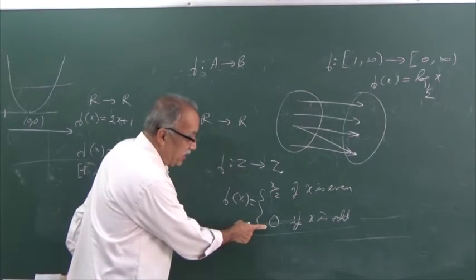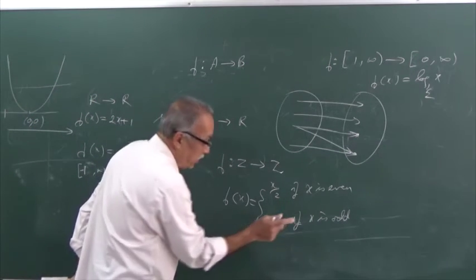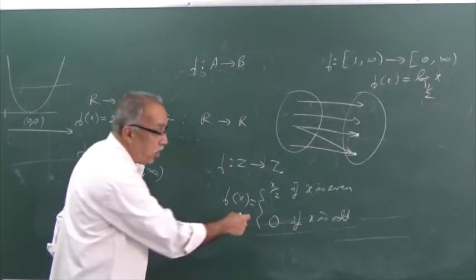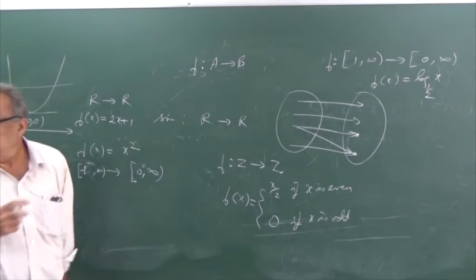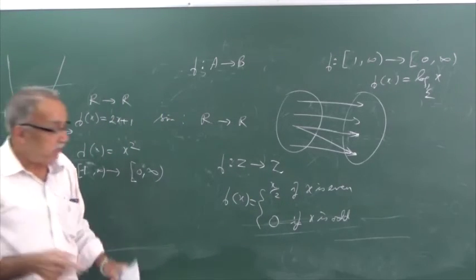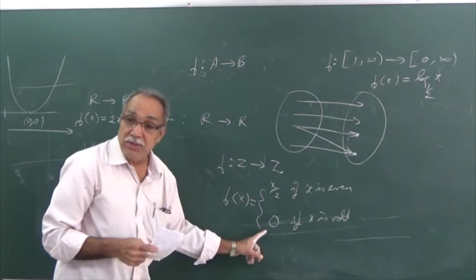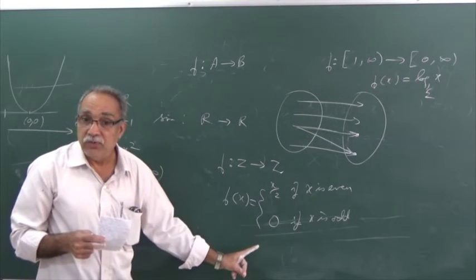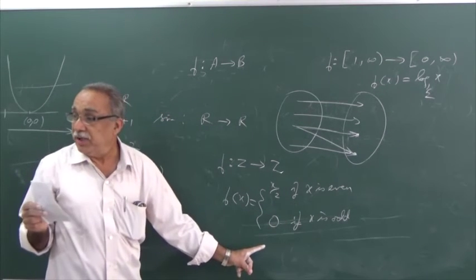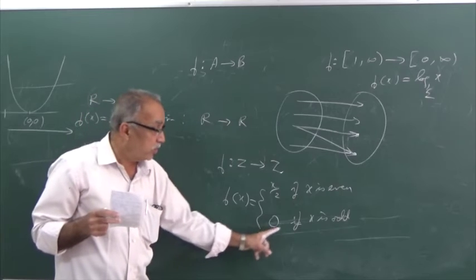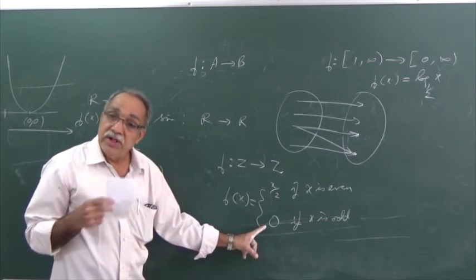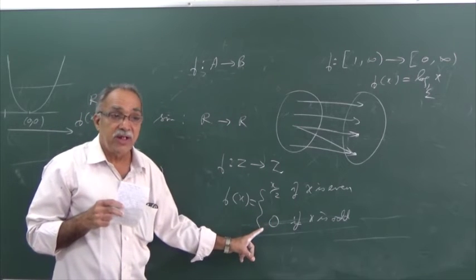Because you are getting multiple images, a common image for all odd numbers, the function fails to be 1-1. Now, among these different numbers having image 0, you have to retain one element and reject all the remaining. You retain any one of the numbers having image 0, reject the remaining, then the function becomes 1-1.